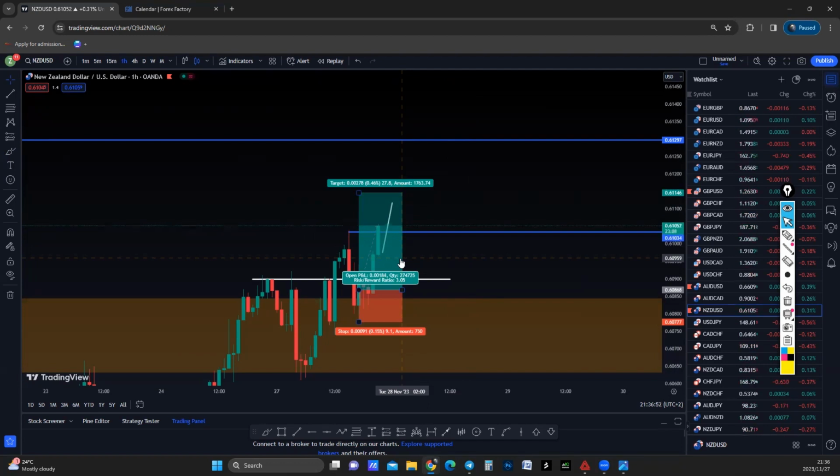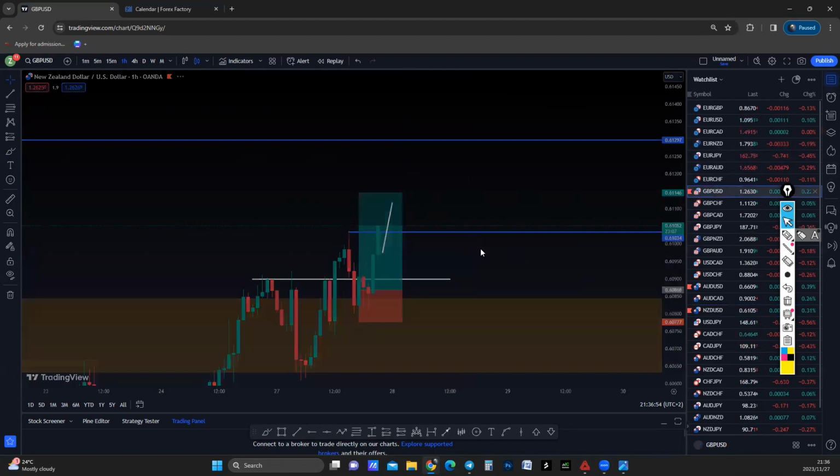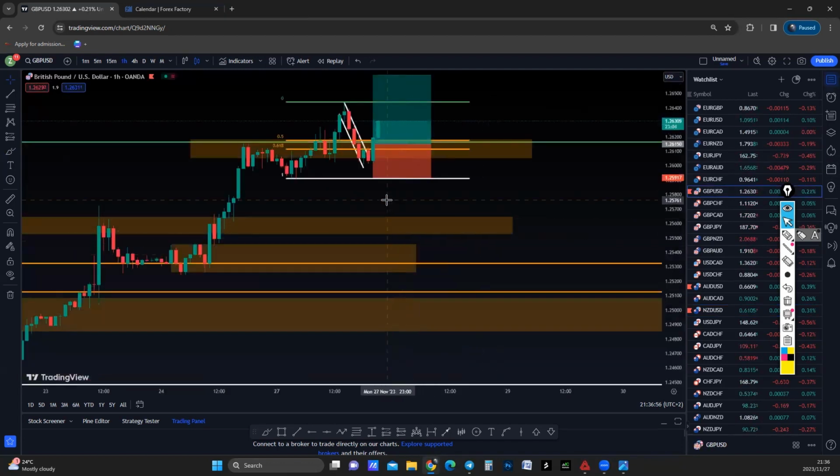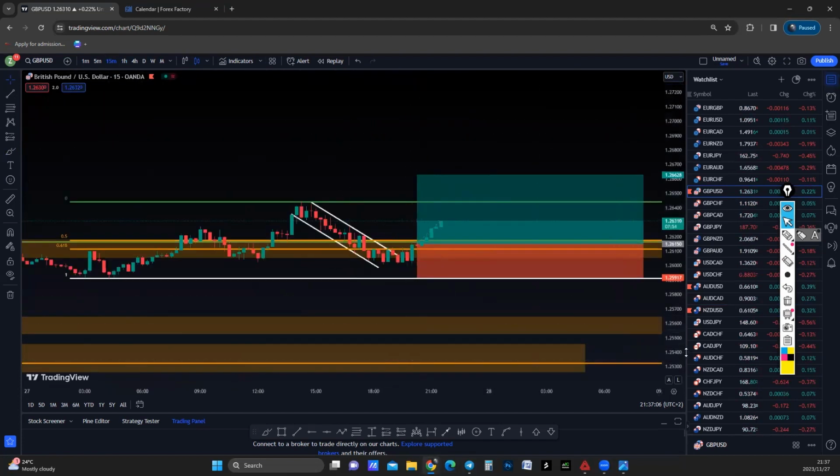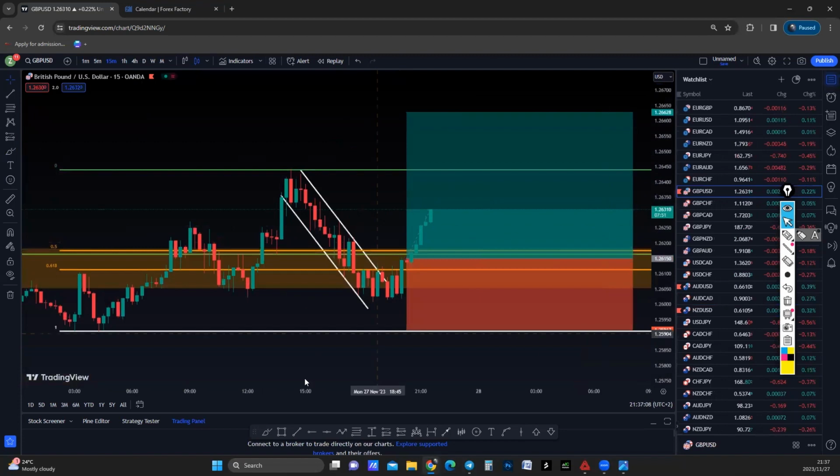So guys, let's end with this one. GBP USD. I ended up not taking it because it was retracing too much. There was a lot of retracement here during the New York session. So I was expecting a reversal here, but the market kept on going down. So this one I ended up not taking a buy.